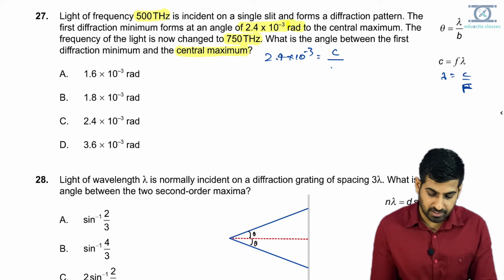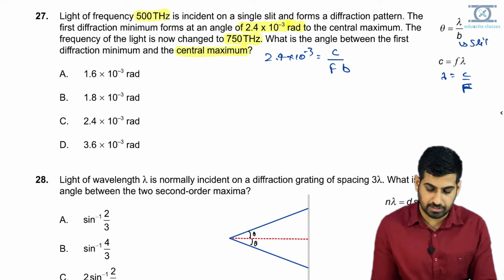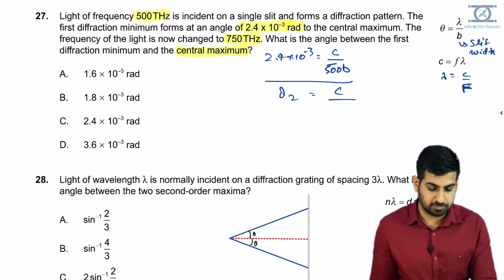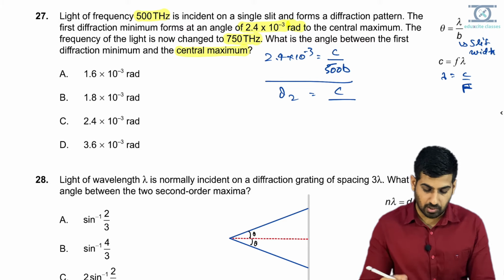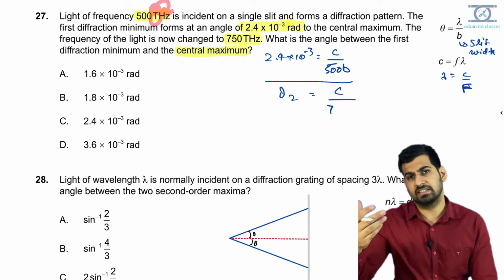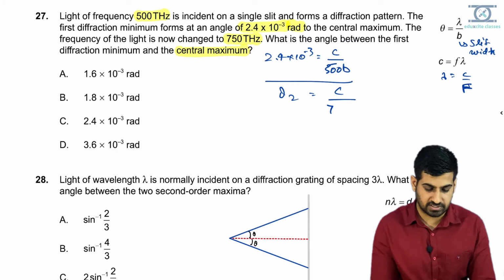Okay, so c by f times b. b is the slit width, and that remains the same for both cases. Theta 2 is what we have to find out. The frequency for this is given in the question as 500. c is the speed of light, which remains the same. The frequency is in terahertz, that is the same, so it doesn't matter, it will just cancel out. So 750 times b.